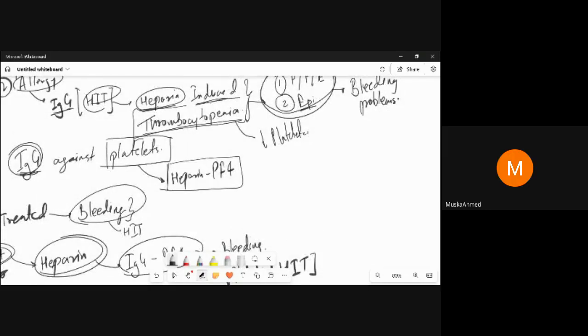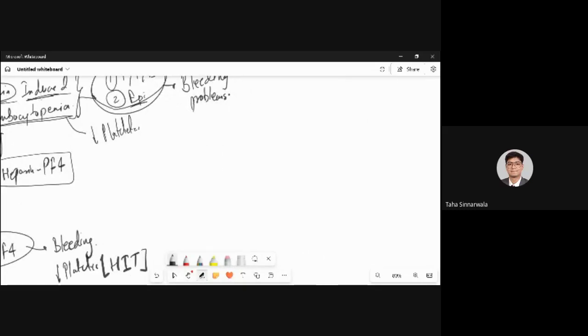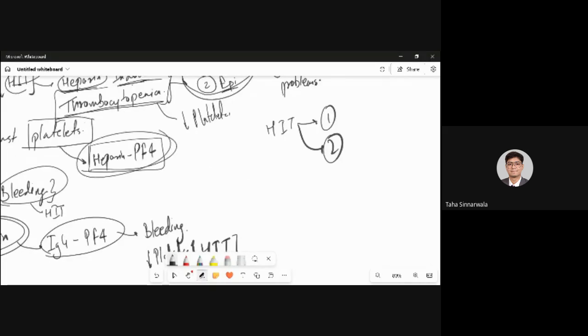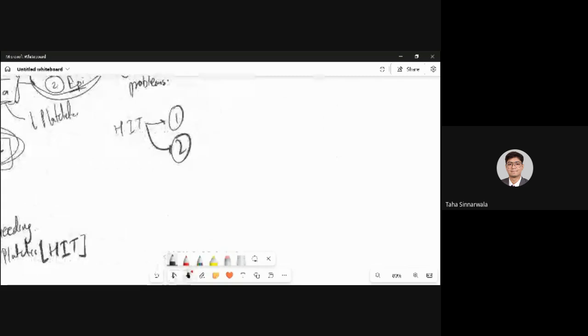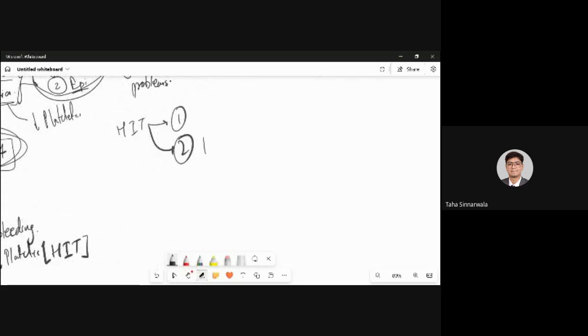Doctor, I want to ask you, what is the difference between HIT type 1 and type 2? Okay, that's actually a really good question. So HIT has two types, obviously. So type 1 and type 2. Now, what we discussed about the thrombocytopenia, about this complex forming, which was the more severe complication, that was type 2. So this is associated with platelet factor 4 and the IgG antibodies.